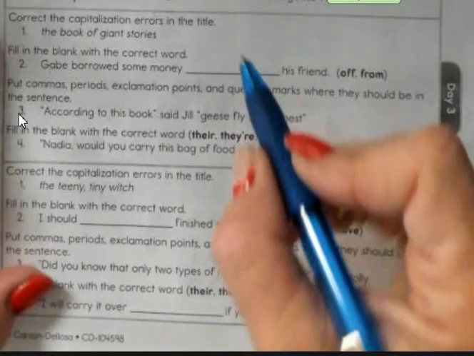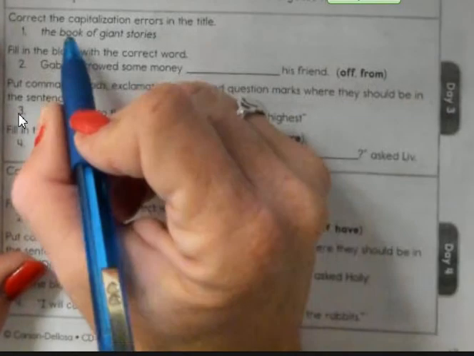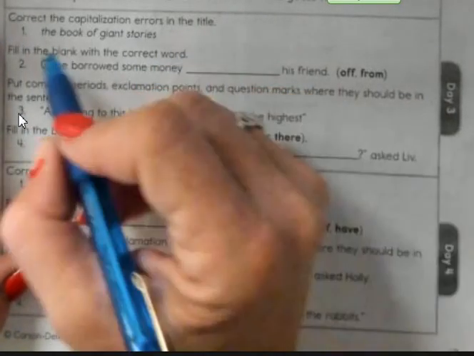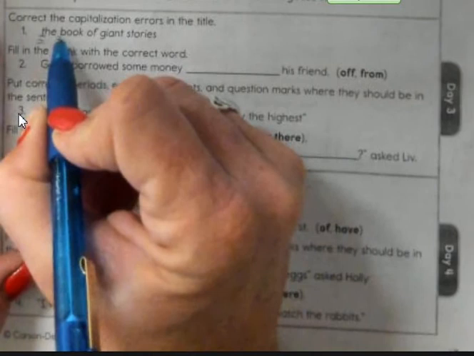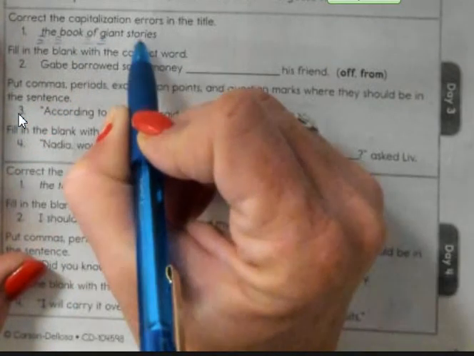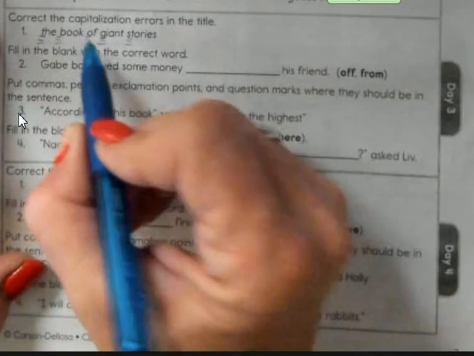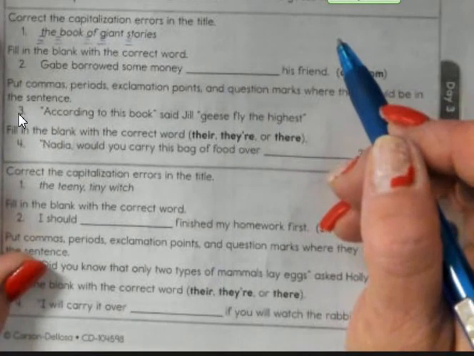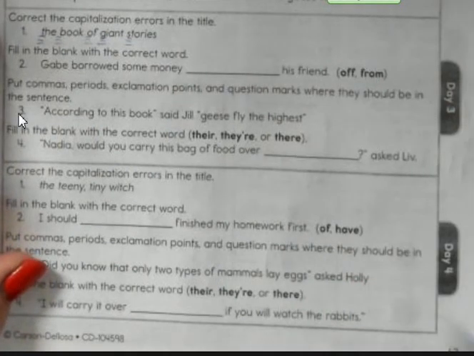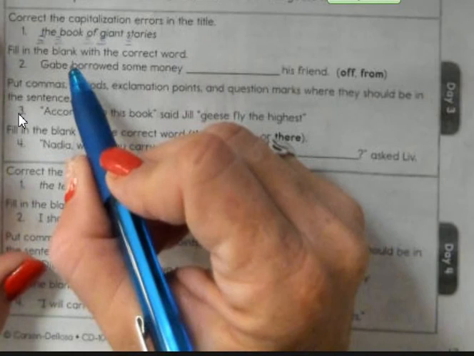Okay, last chunk. Correct the capitalization errors in the title. The Book of Giant Stories. Of is the word that would not have to be capitalized, but it is always safe to capitalize everything.